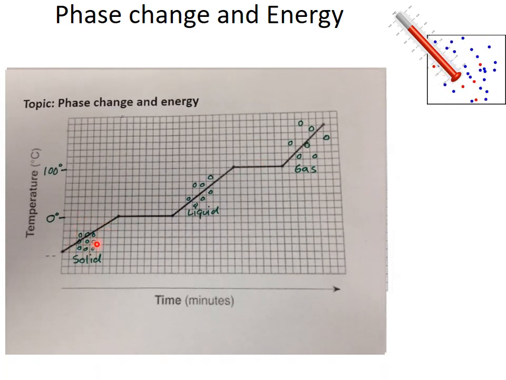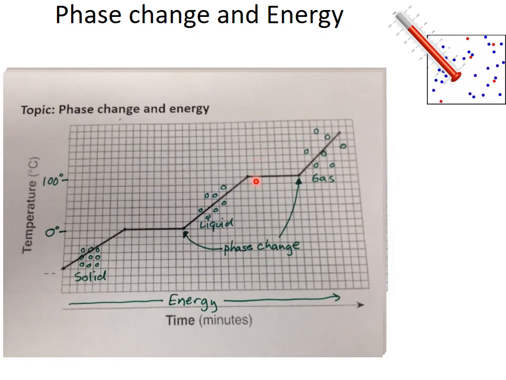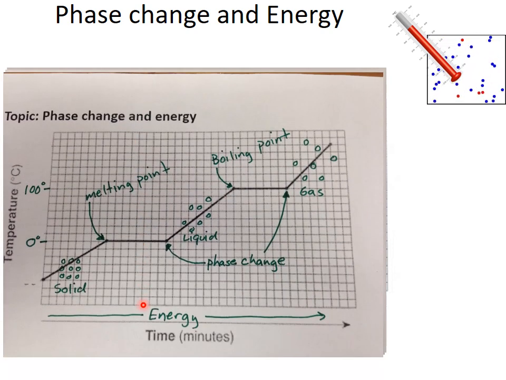And in this area below 0 degrees is where you have water as a solid. Between these two spots, 0 and 100 degrees, water exists as a liquid, and above 100 it exists as a gas. The points where you have one state of matter changing into another is called a phase change. So solid to liquid is a phase change, liquid to gas is a phase change. And the points where they change have names too.